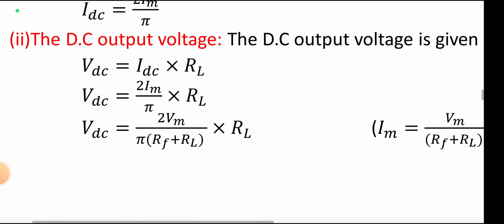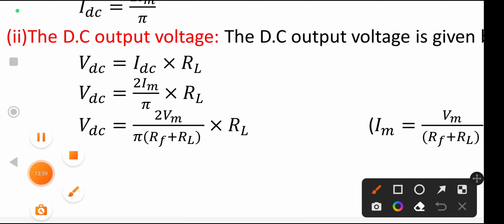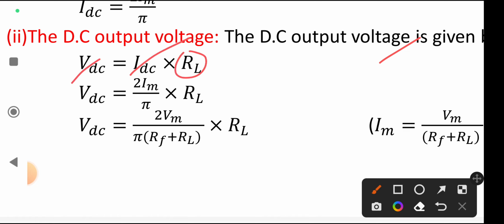Next, we have to calculate VDC. We calculated the current, now we have to calculate the voltage, the DC output voltage. The DC output voltage is given by VDC equals IDC into RL. It is according to Ohm's law only. Ohm's law is: voltage equals current into resistance. Which resistance is taken? RL is taken.